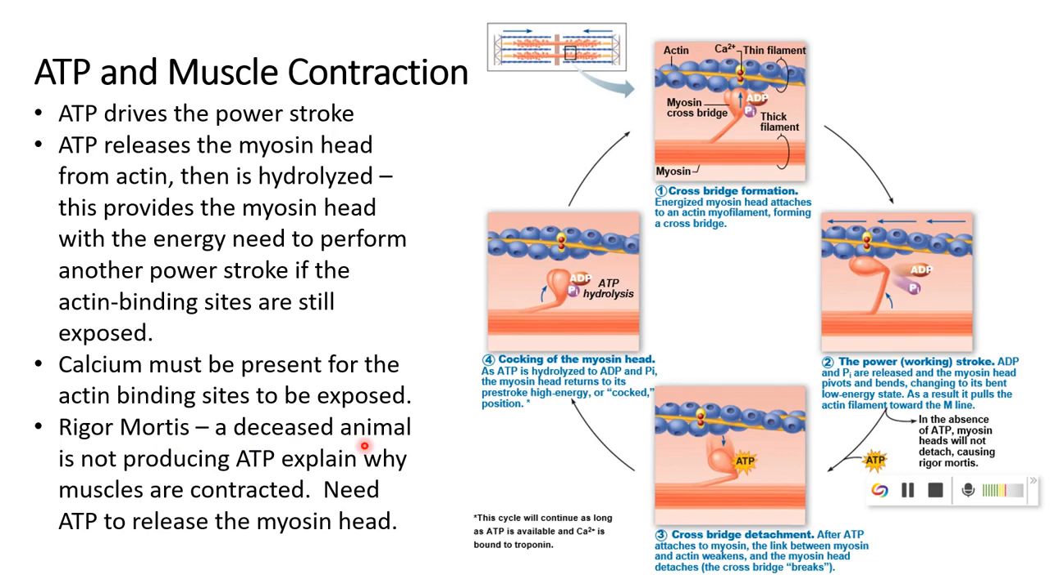Rigor mortis is when a deceased animal is not producing ATP, and that explains why rigor mortis occurs, because muscles are contracted because no more ATP is being produced to remove the myosin heads from actin.